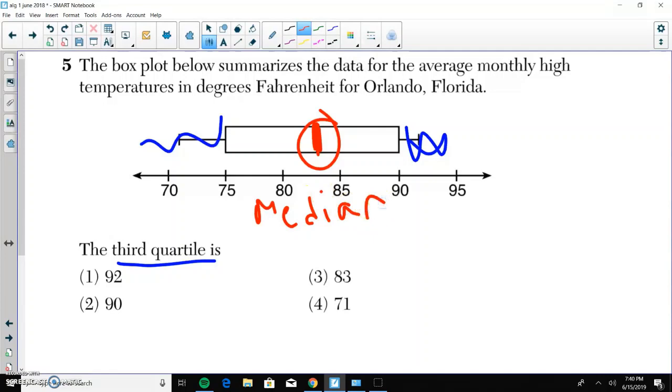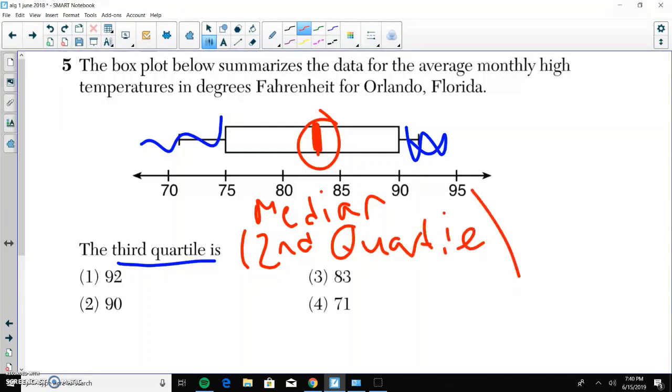What you have to know is the median is known as the second quartile. And then the start of the box is the first quartile, and the third quartile is 90. So your answer is 2. As long as you know that the first is where the box starts, and the third is where the box ends, ignoring the whiskers, then you can get your answer easily.